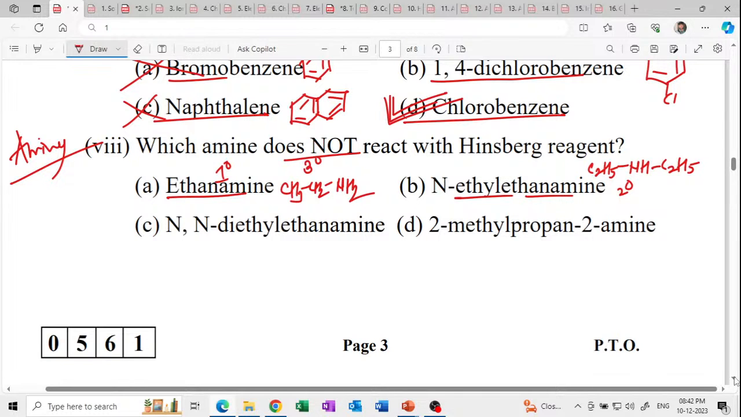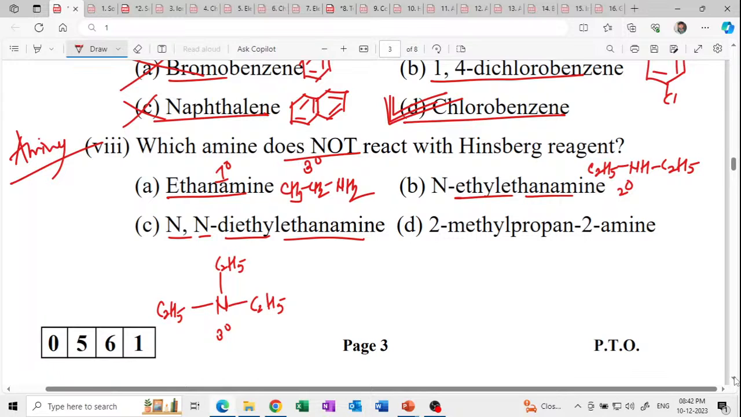Next is N,N-diethyl ethanamine. What is the structure? N and there are 2 ethyl groups, C2H5, C2H5, and the ethanamine stands for C2H5. So this is a tertiary amine because there is no hydrogen attached to nitrogen. That's why it does not show the Hinsberg reagent test. So this is the answer, option C is the answer.